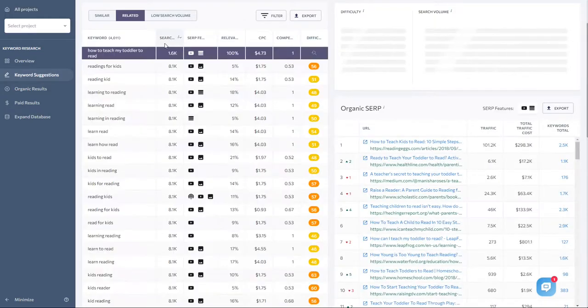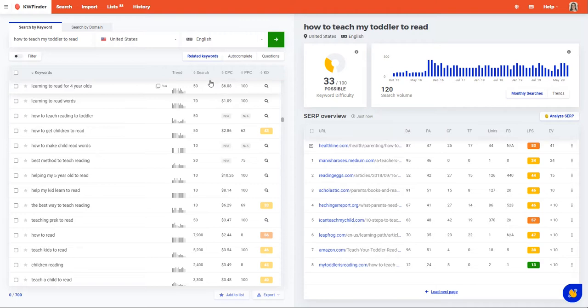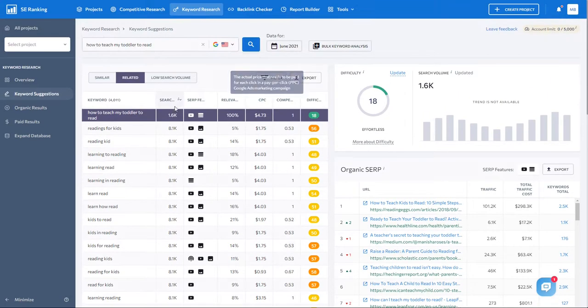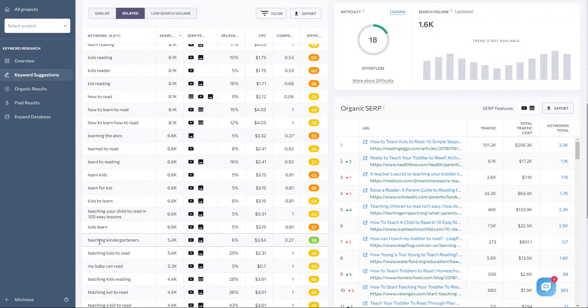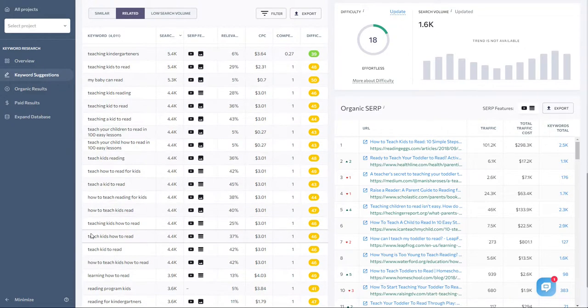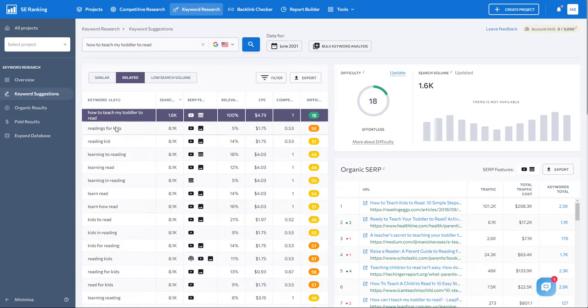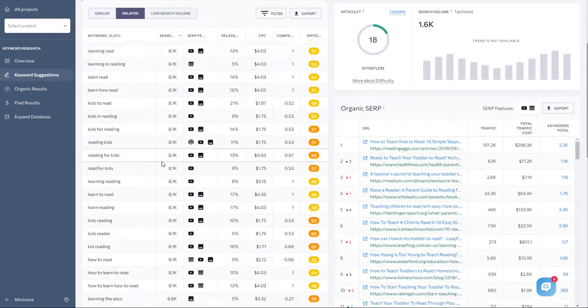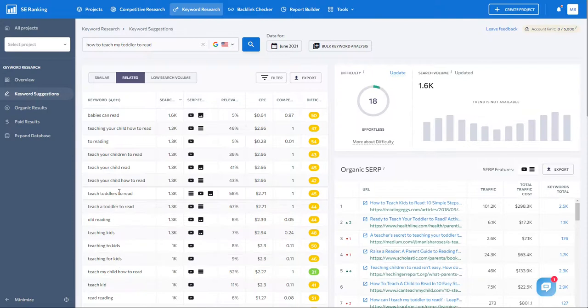So I did have this on low difficulty. Let's go for search volume because I think that's what they're sorted by here. No, I think they're sorted by something else. So anyway, just so I can see other words that are not low difficulty. Reading for kids, learning to reading, kids for reading, how to learn to read, teaching your child to read in 100 lessons, teach kid to read. So yes, I would say these are all very on point. In fact, just to prove the point, let's go to another page.